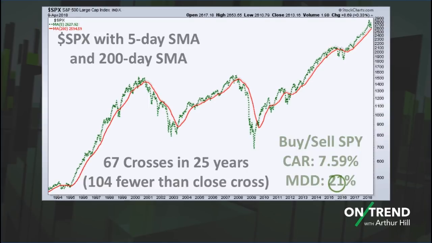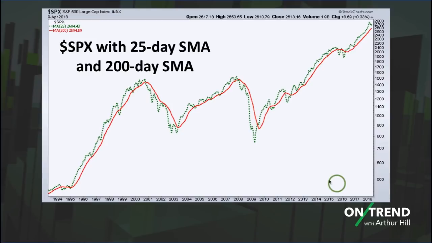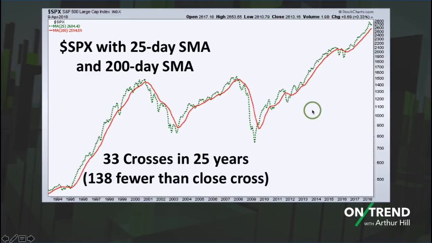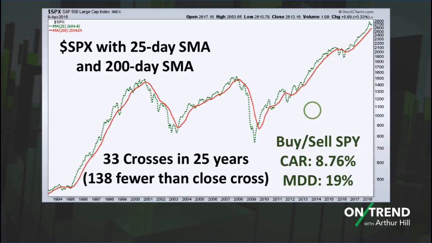Well, let's take that a step further. Let's look at the 25-day simple moving average with the 200-day simple moving average. And you can see it's even smoother. You're getting some whipsaws still here, but you're definitely out during the bear market, and you're catching most of the bull runs, especially these last two bull runs we had in the S&P 500. So now we're down to 33 crosses in 25 years. That's a little more than one per year, which is much more tolerable than 171 crosses. If you had bought SPY when the 25-day SMA crossed above the 200-day SMA, and sold when the 25-day SMA crossed below, you would have had an 8.76% compound annual return and a max drawdown below 20%, at 19%.